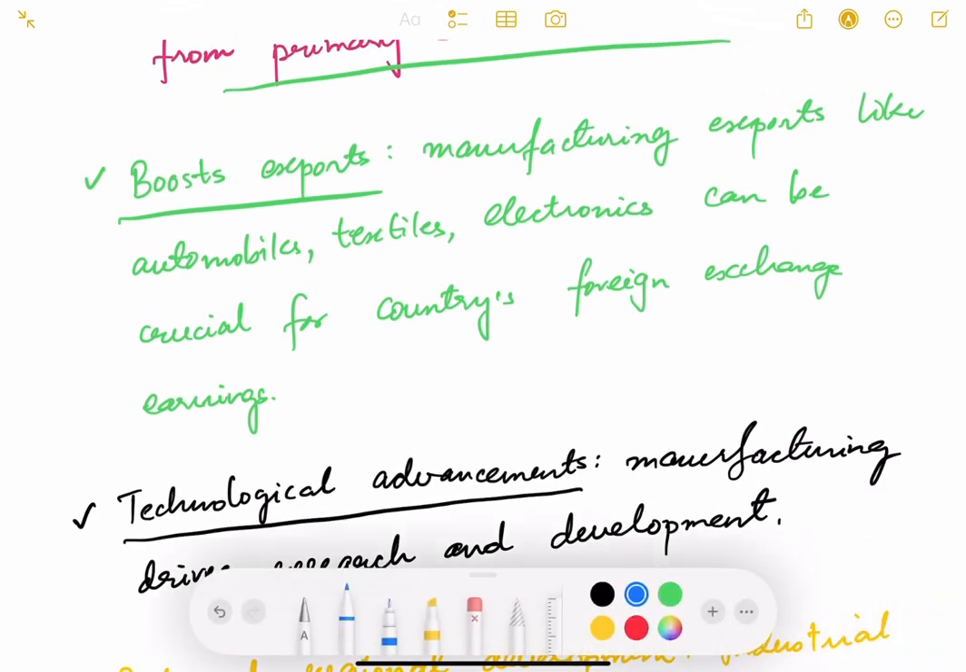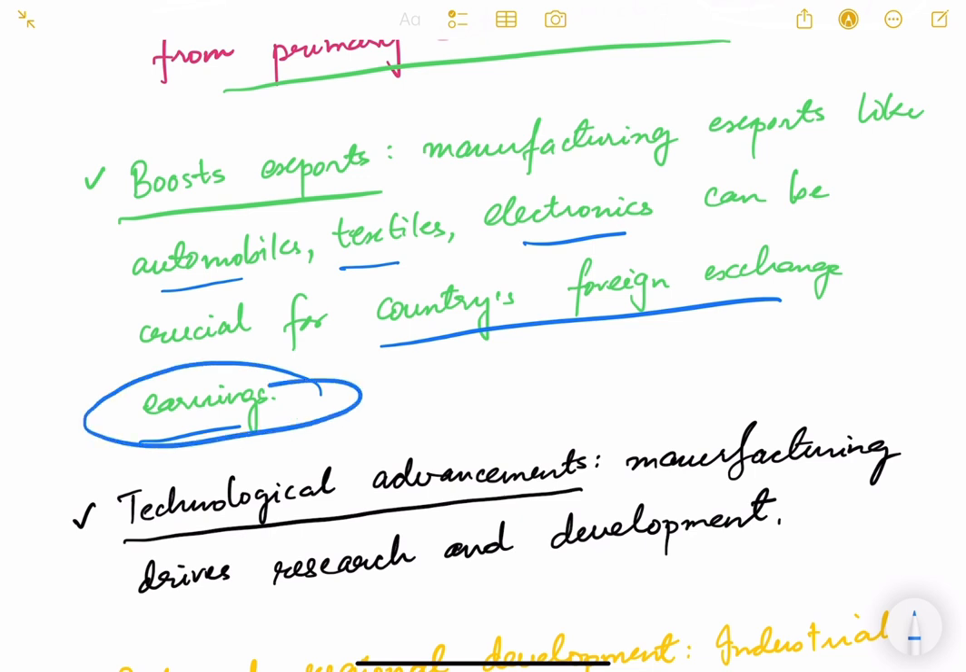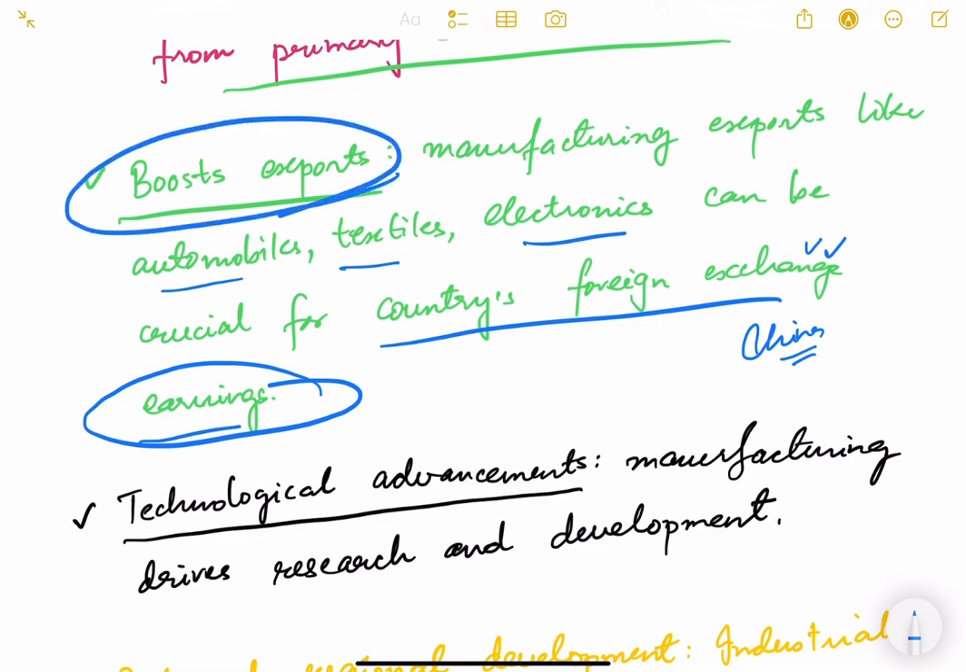Now it boosts exports. Manufacturing exports like automobiles, textiles, electronics can be crucial for a country's foreign exchange earnings. So we can start exporting our products. China is an example, whereby it boosted its manufacturing back in the 1980s, and since then it has picked up. The manufacturing exports of China are among the largest in the entire world. So that is how it is earning foreign exchange. So manufacturing is important for the foreign exchange reserves of the country, as it boosts exports.